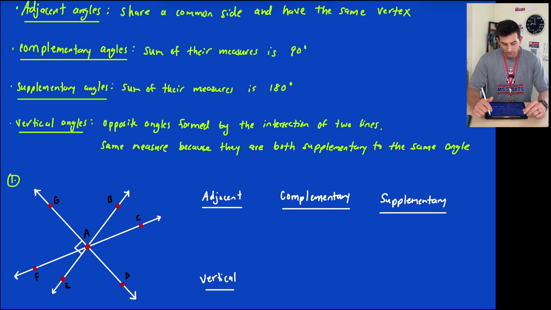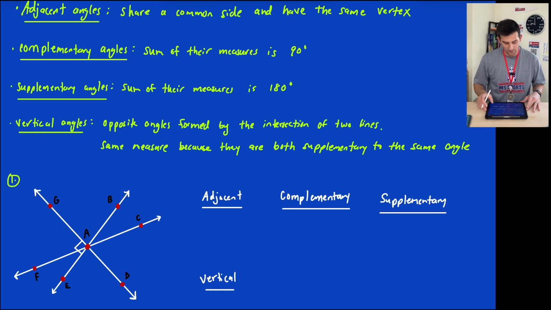And then supplementary angles, the sum of their measures is 180 degrees, so they would make up a straight line angle. And then lastly, vertical angles, they are opposite angles formed by the intersection of two lines. And they're going to have the same measure because they are both supplementary to the same angle. So we would say that vertical angles are congruent and that their measures are equal to each other.